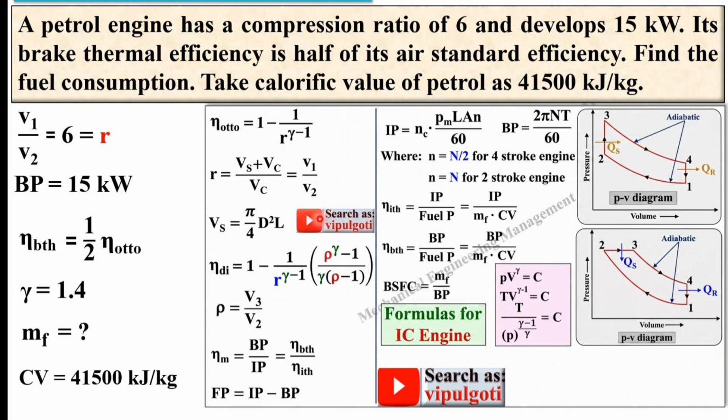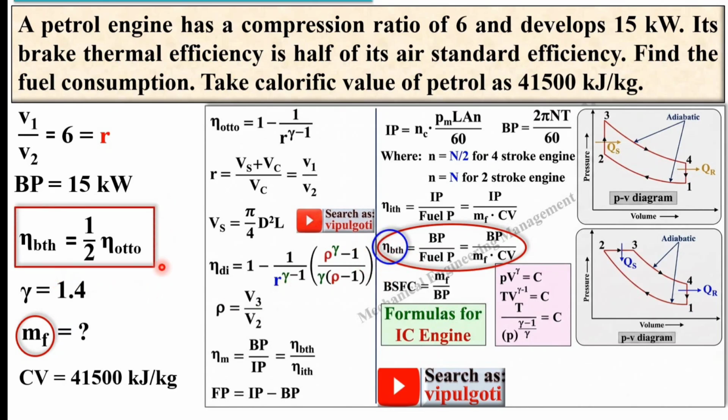Now look at this list of the formula that we have discussed in the previous video. Here we want to find the MF, means mass of the fuel. So here you can see mass of the fuel is in the picture. So definitely I can use this equation. If you want to find the mass of the fuel, then you should have the eta BTH, CV and BP. So let's see. Here you can see we have the BP, we have the CV, but unfortunately this eta BTH is not with us.